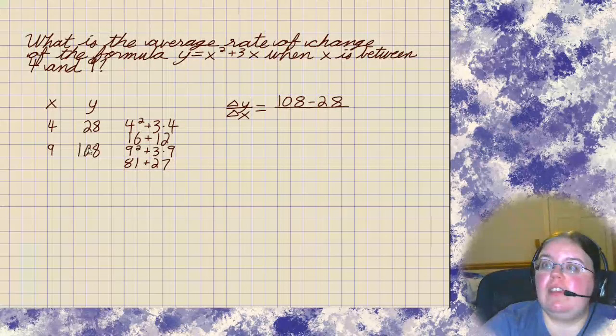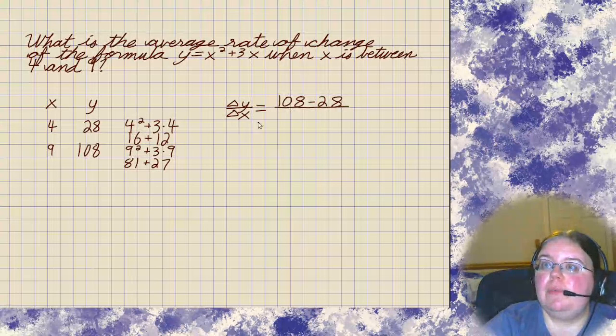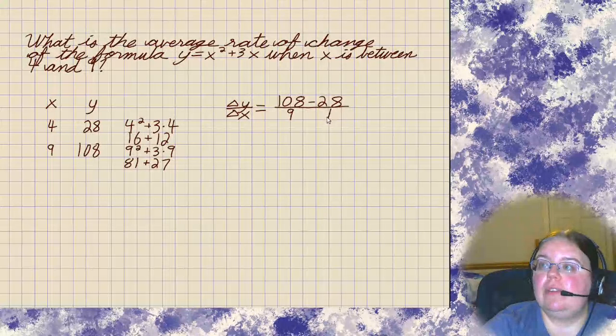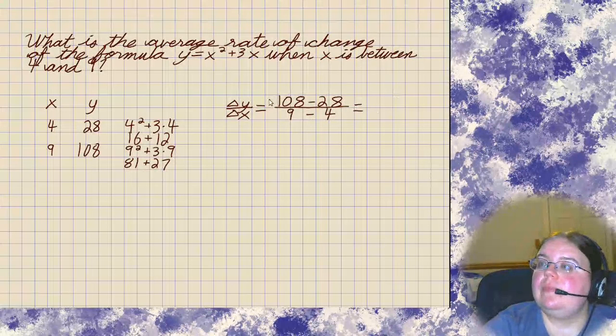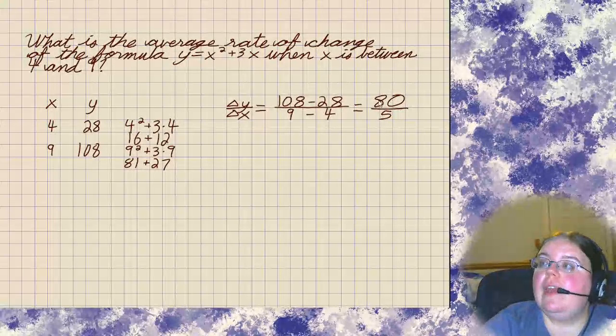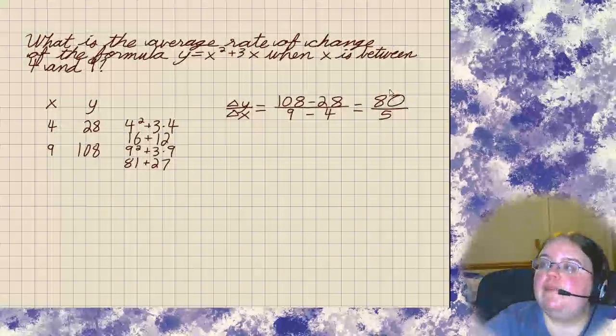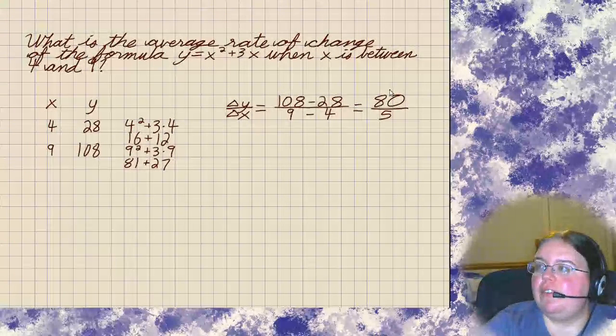And to find my change in x, I'll line up those x values underneath their matching y values. So 108 went with 9, 28 went with 4, and I'll subtract them also. So 108 minus 28 is 80. 9 minus 4 is 5. And then 80 divided by 5. Well, 80 divided by 10 would be 8. 5 is half as much, so double the result.